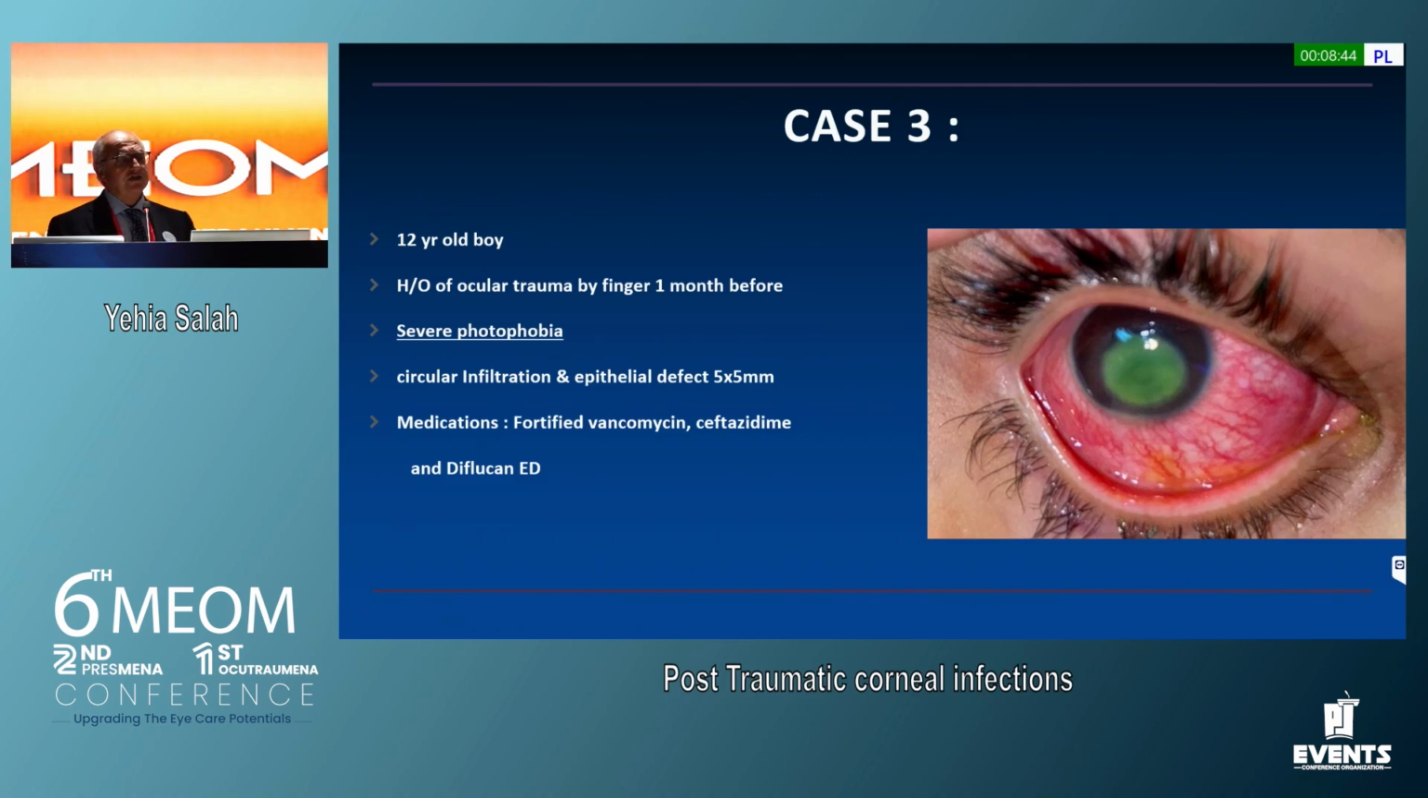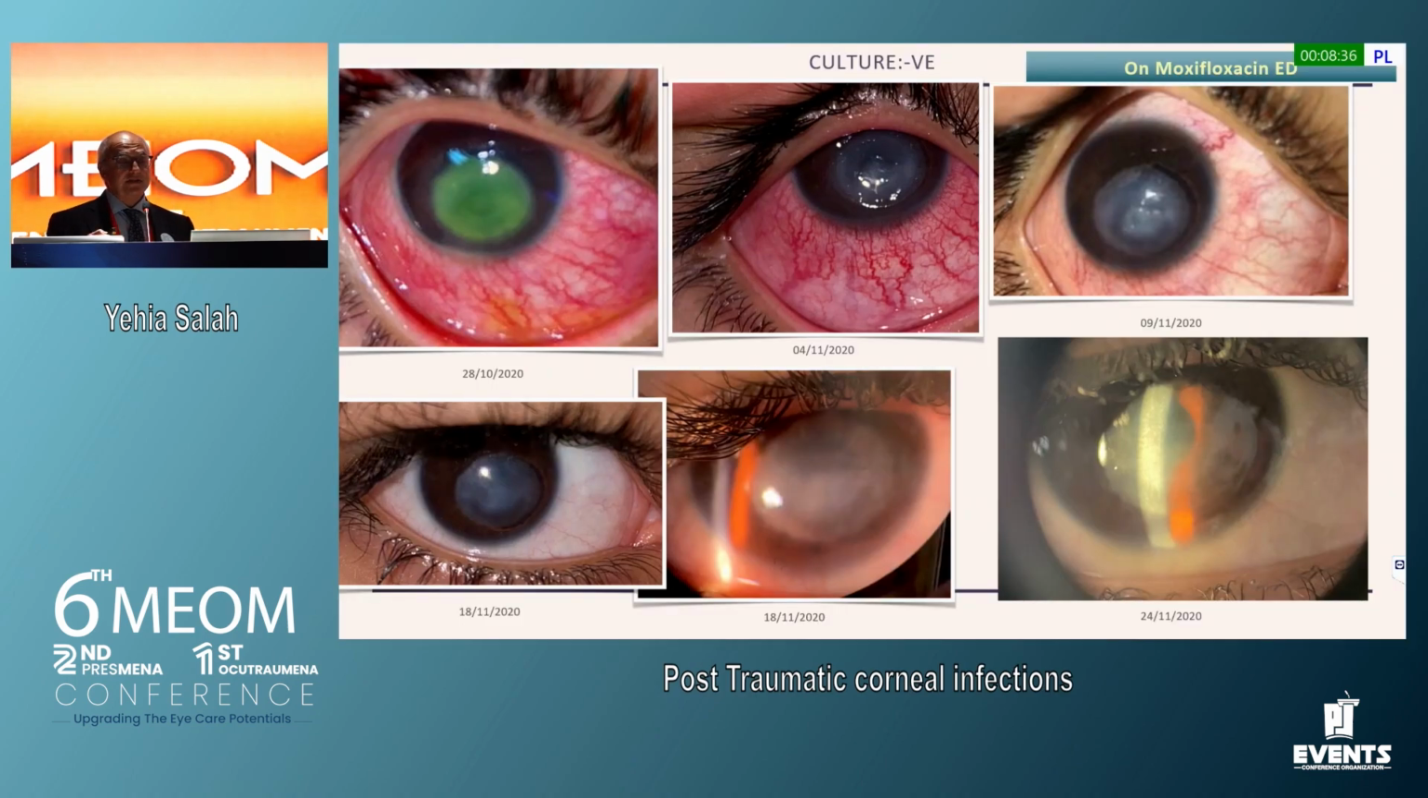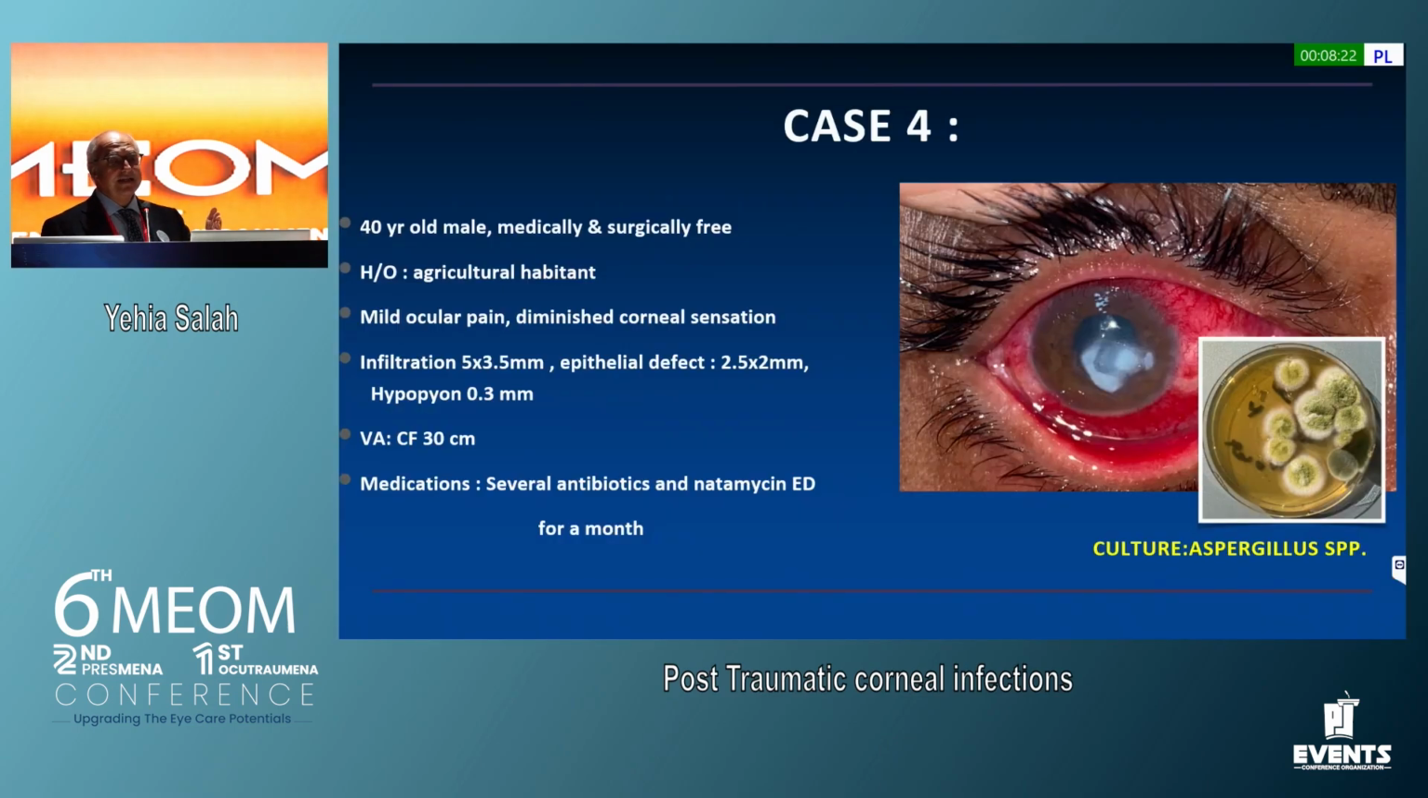Another case, a child with trauma by a finger. We see a lot of these patients. You can see the shape of the infiltration, the hypopyon. He was on some other treatment. We did the culture, and it was negative. Our impression was that this was bacterial because of the pattern of the hypopyon. You can see the follow-up of the patient over a long period of time, but there is improvement. So we continue this treatment.